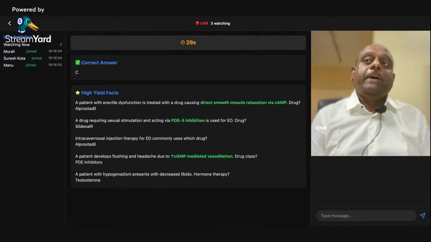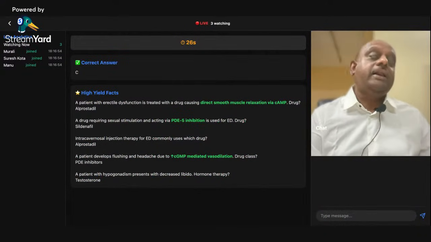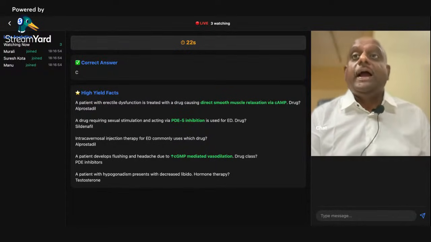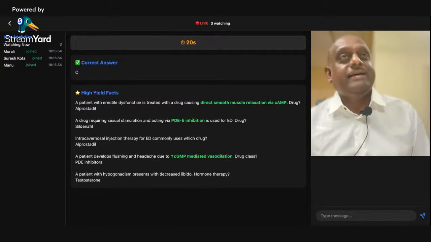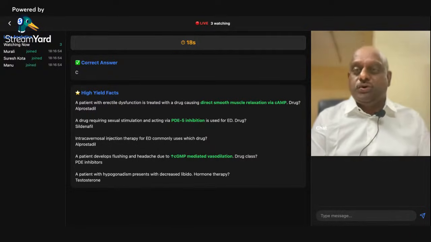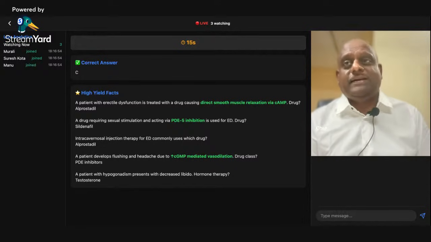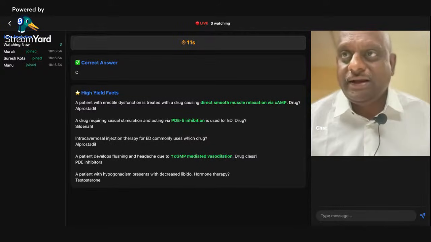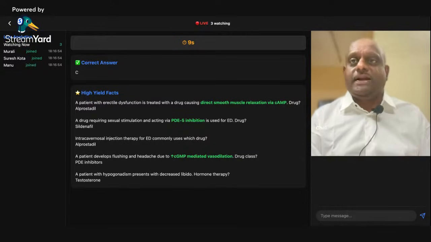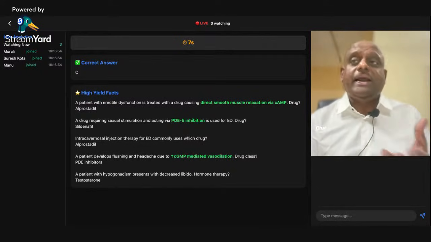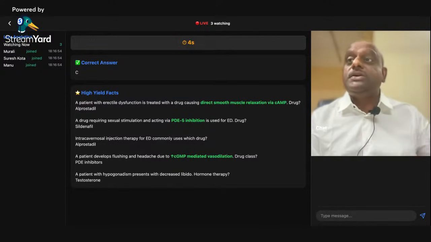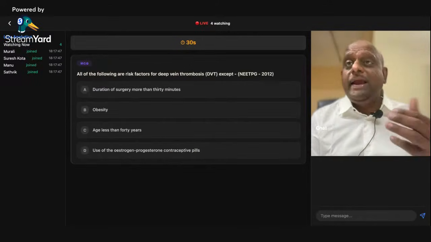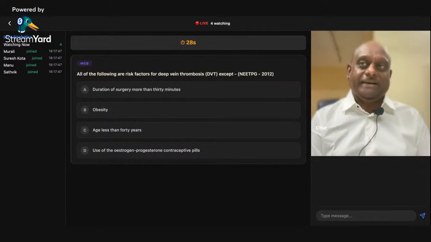So you need to know, in a patient with erectile dysfunction, where cyclic AMP directly causes smooth muscle relaxation, that is the function of alprostadil. Similarly, the PDE5 inhibitor used to treat erectile dysfunction is sildenafil. The one given as intracavernosal injection therapy for erectile dysfunction is alprostadil. And the patient develops flushing and headache because of the increased cyclic GMP mediated vasodilation. It belongs to PDE inhibitors, is what you need to remember.